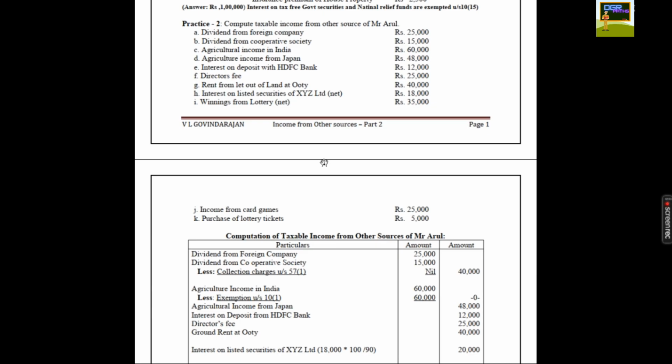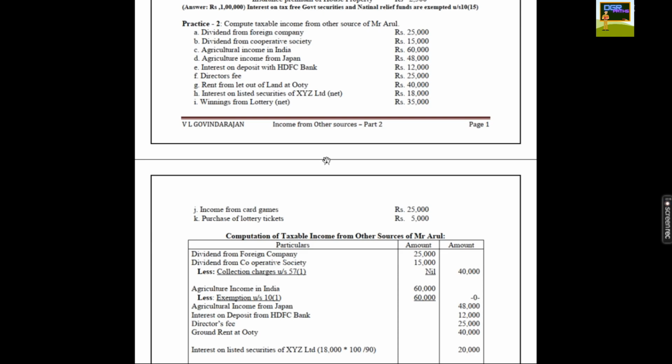Winnings from lottery also net. For the lottery, the TDS rate will be 30%. So the received amount equals only 70%. We have to convert it into 100. Income from card games and the purchase of lottery tickets were given. Let me see the answer one by one.